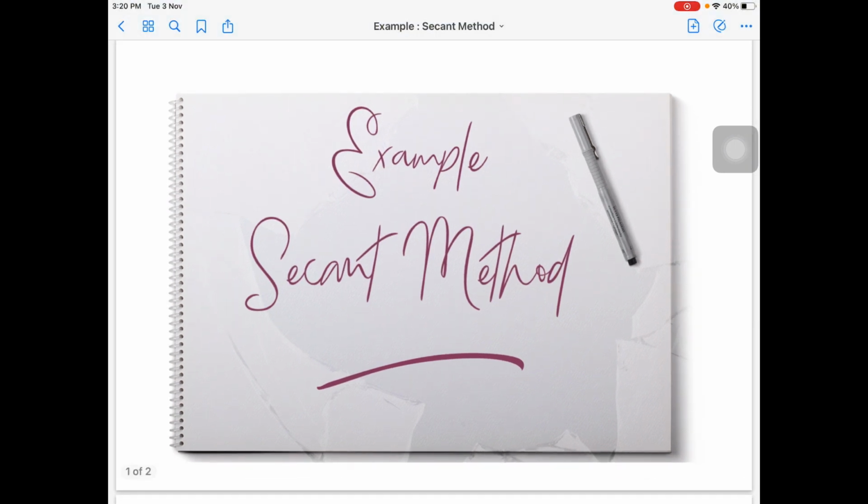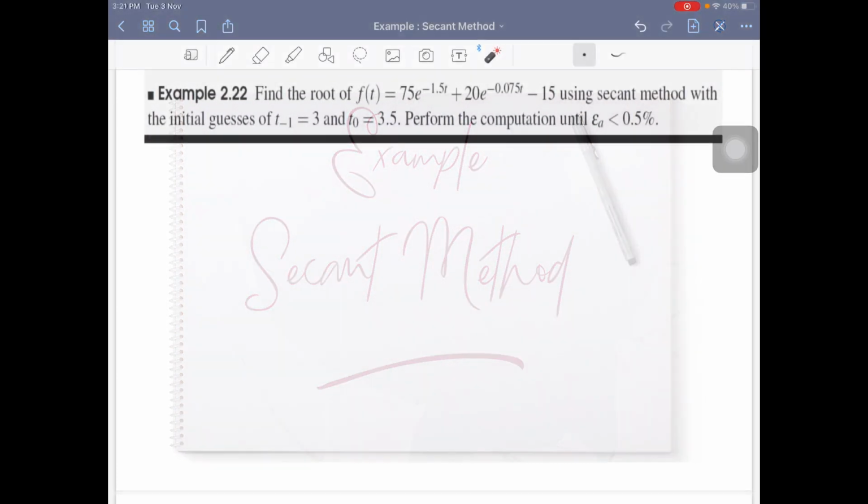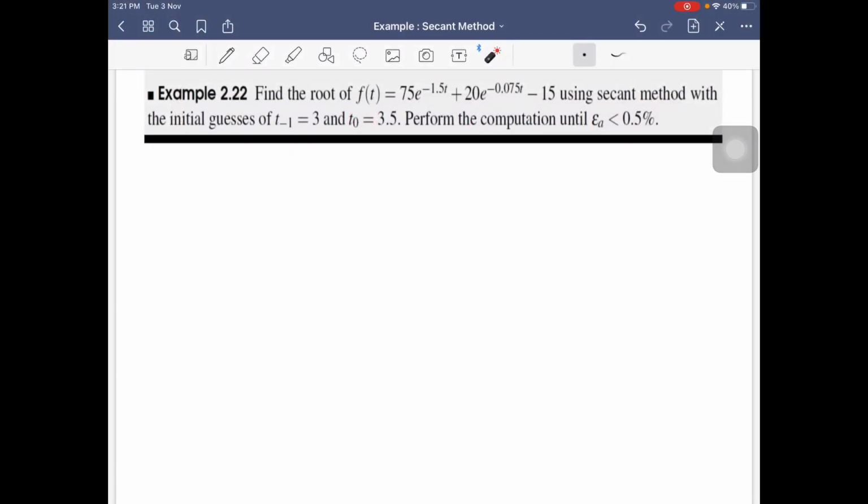Let's discuss together an example of the secant method. I chose one example in order to give you an idea on how the secant method works. So I chose example 2.22: find the root of f(t) equal to this one. Actually we already looked at this example in the false position method, but now we want to solve, or find roots, by using an open method, which is the secant method.